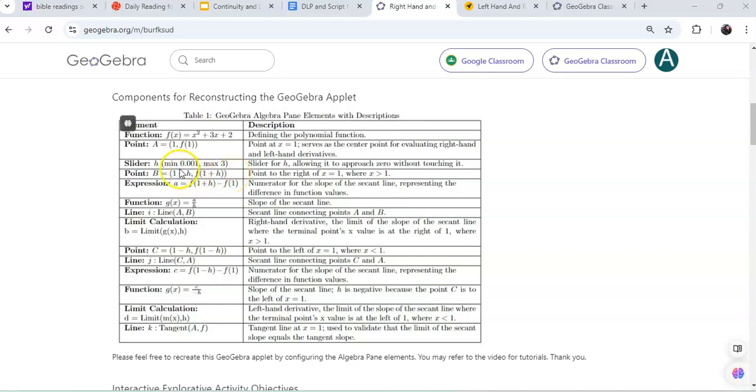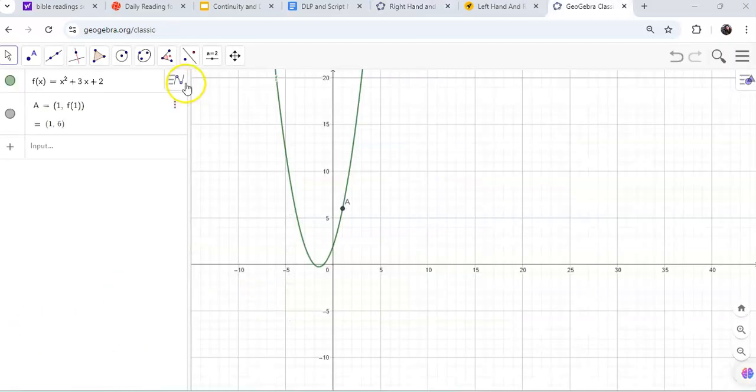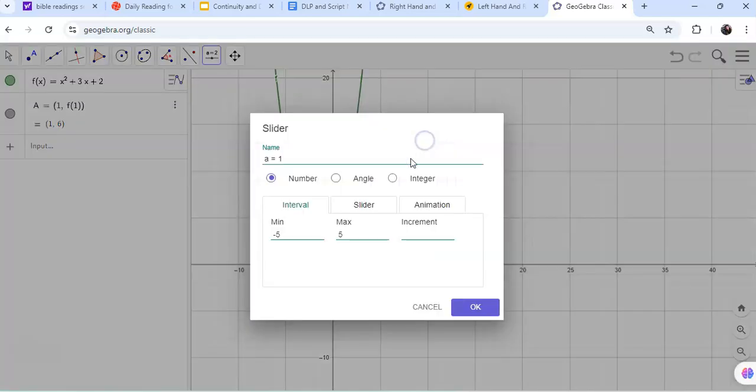The minimum value of 0.001 is a value close to 0 because we're allowing h to approach 0. Our approaching value for the limit definition is h, and h shall approach 0 without touching 0. We add a slider h, and the minimum value is 0.001, close to 0 but not touching 0, and the maximum value is 3.